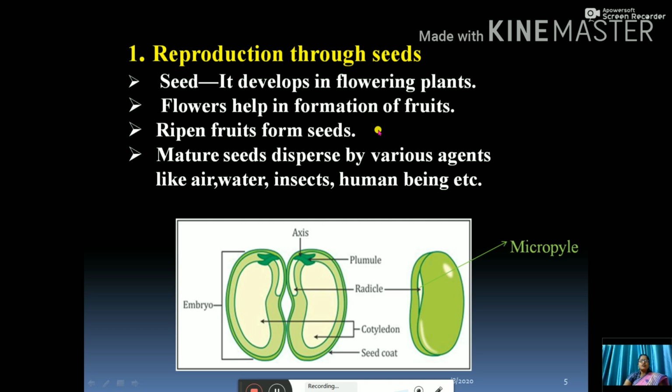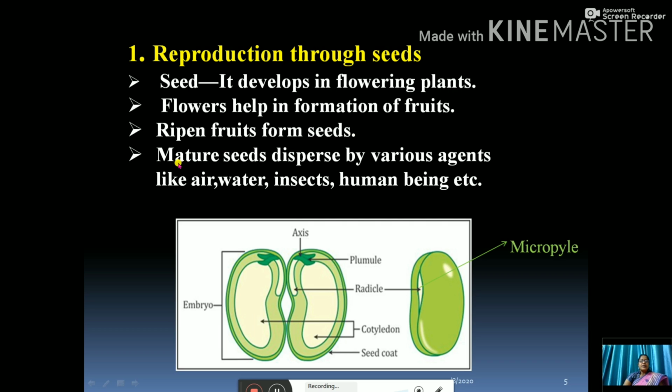Mango is a very juicy and fleshy fruit, and inside the mango fruit, after it ripens, you will see that a seed is present in the middle. So we can germinate that seed to form a new plant. That seed is formed inside the fruit.